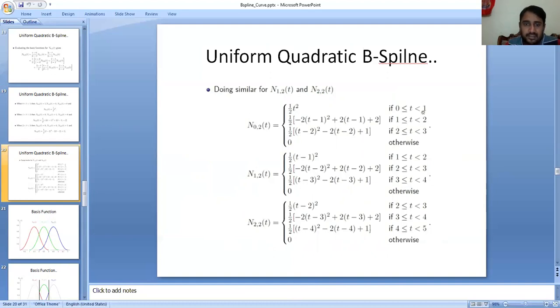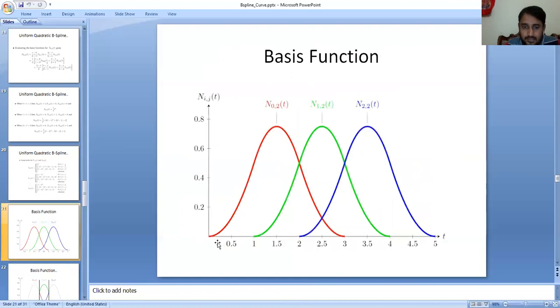So what we can get here, from 0 to 1, this red curve is defined by N02. This green curve is defined by N12, and this blue curve is defined by N22. Now you can see that these are symmetric curves. Now the question arises, why are these symmetric?